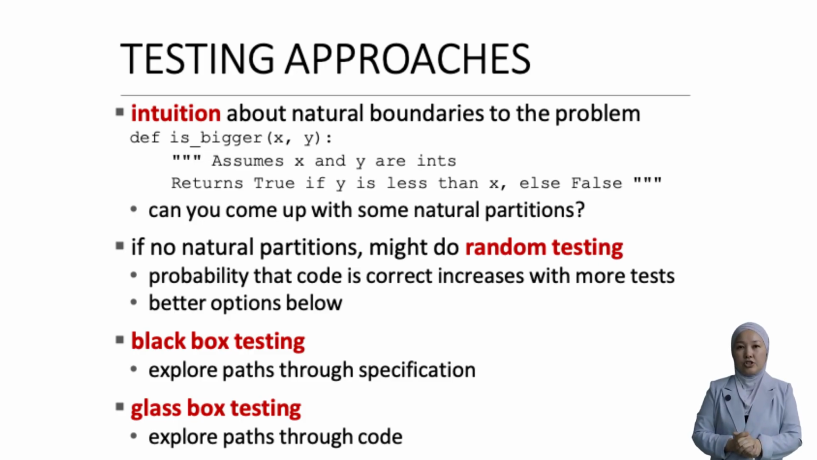One way is to use intuition about natural boundaries. For example, if you have a function is_bigger(x, y) that compares 2 integers, you might test x bigger than y, y bigger than x, and x equal to y. Those are natural partitions of the input space. If there are no obvious partitions, you might try random testing. Just try lots of inputs and see if anything breaks. But there are better, more systematic approaches. Black box testing. Exploring paths through the specification without looking at the code. Glass box testing. Exploring paths through the actual code.